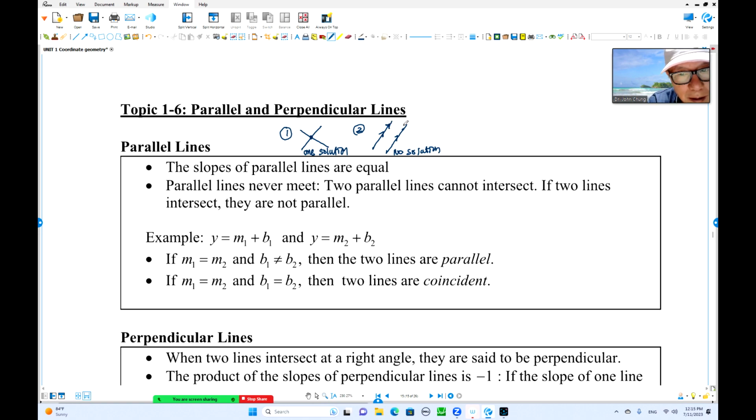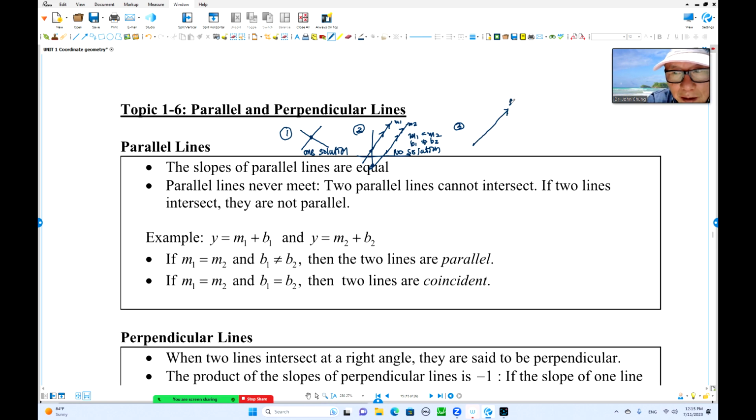Before that, when we have two parallel lines, the slope is equal, right? The slopes are equal. This slope and the other slope must be equal, but with a different y-intercept. Okay, so b1, I'm going to use b for the y-intercept. They have a different y-intercept, so they are parallel. Another possible case is over here.